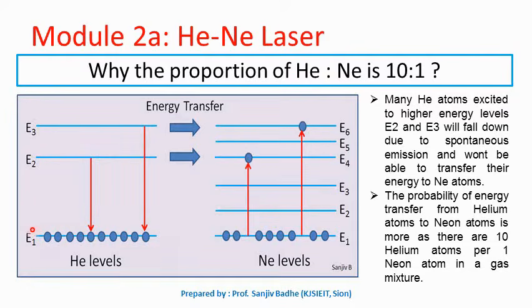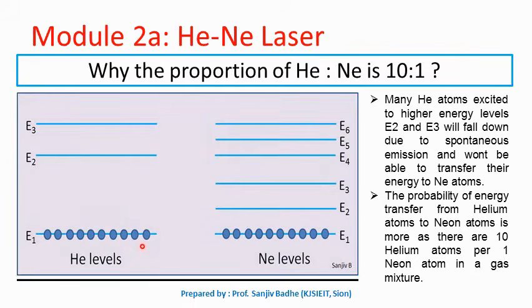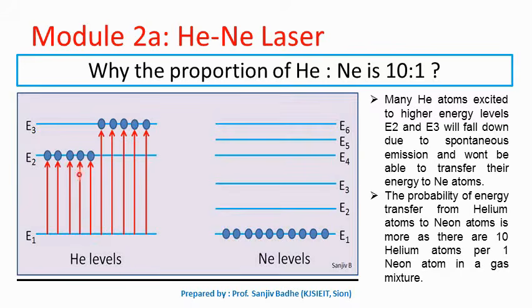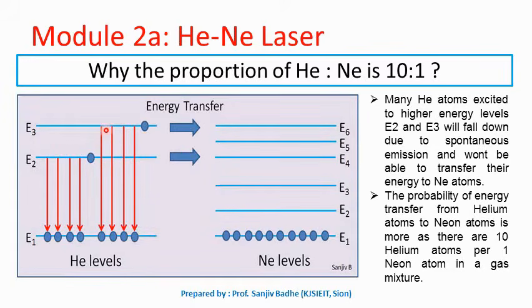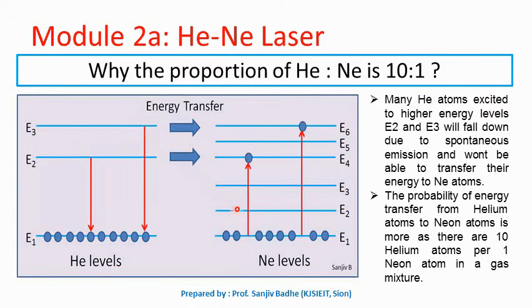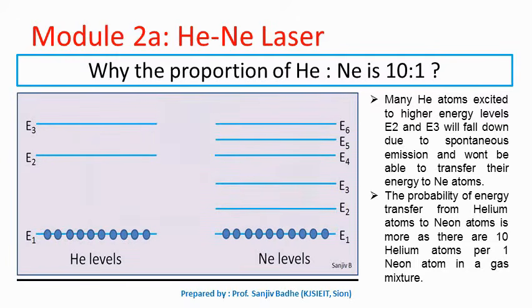Helium atoms will absorb the energy and will go to the energy levels E2 and E3. But many of the helium atoms, you will see now, will fall down due to spontaneous emission, and only a few helium atoms will be able to transfer their energy to the neon atoms. So very few neon atoms will be excited to the higher energy level.